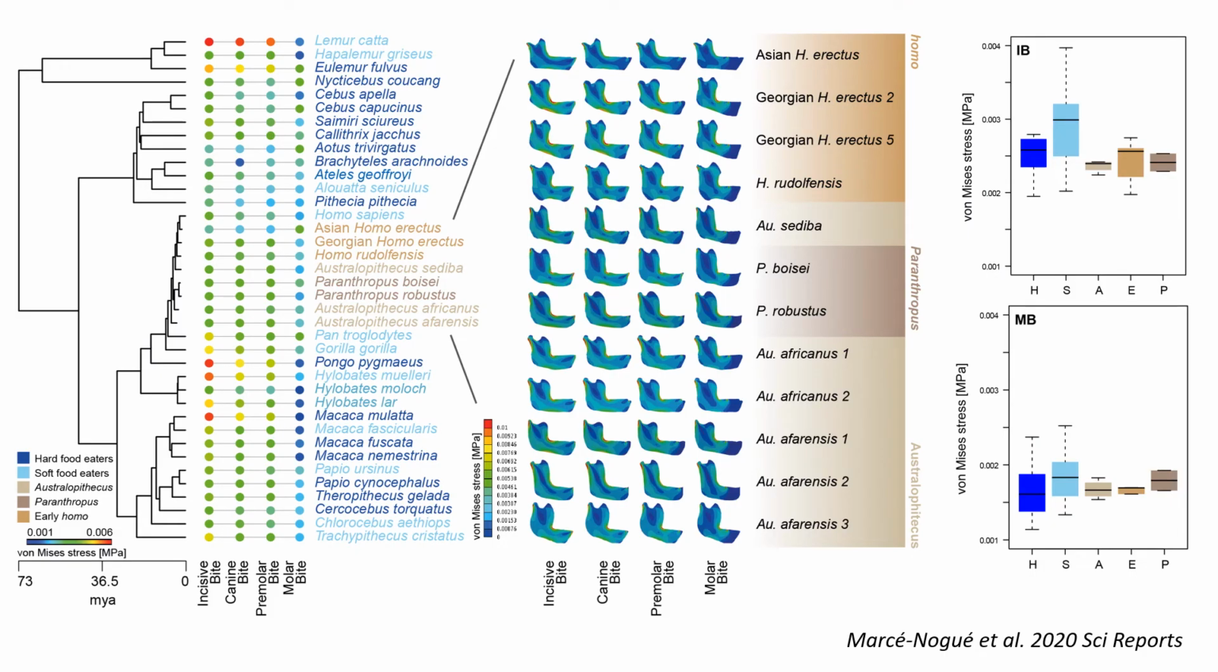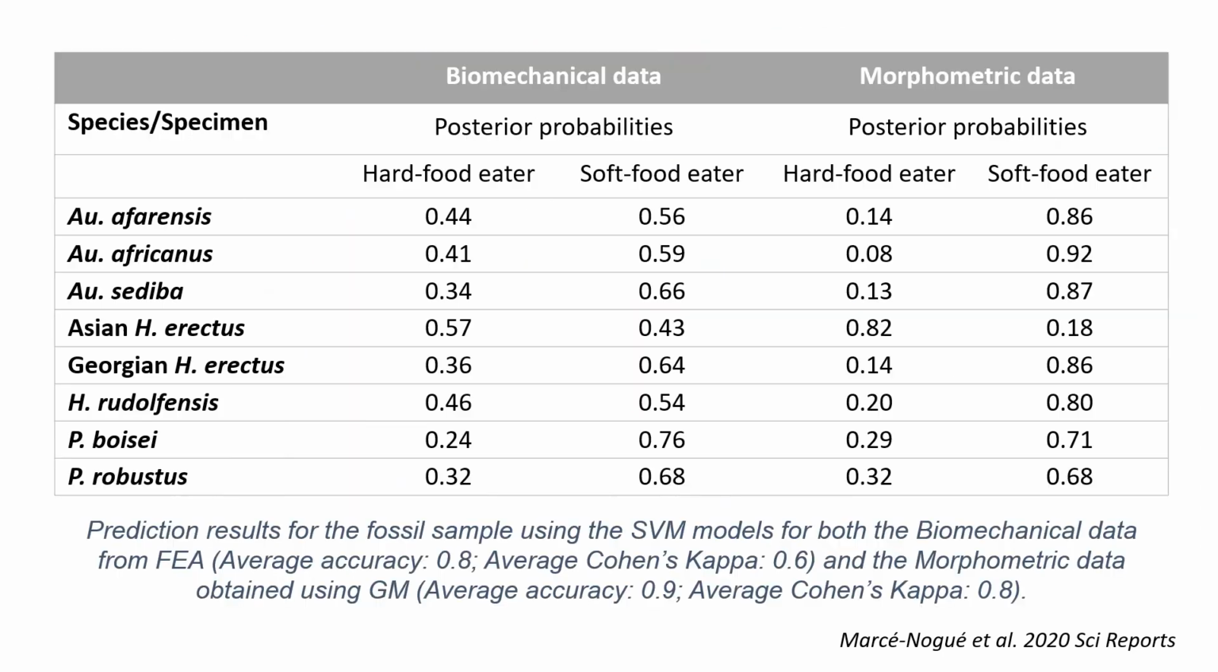After these first results, we included 12 FEA models from 8 different fossil species of hominins. In this case, as you can see in the box plots, the classification of these fossils in one of the two ecological categories was not successful using statistics. So we used machine learning algorithms to reorganize our data and try to classify the fossils. Using a support vector machine algorithm, we obtained with high accuracy a classification of the fossil models. Most of them were classified as soft food eaters.